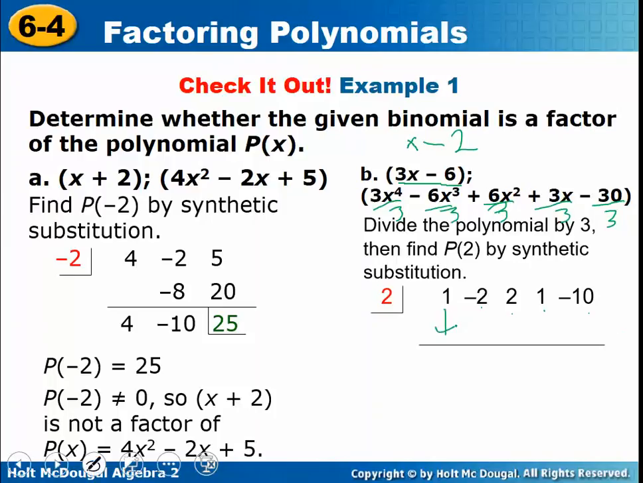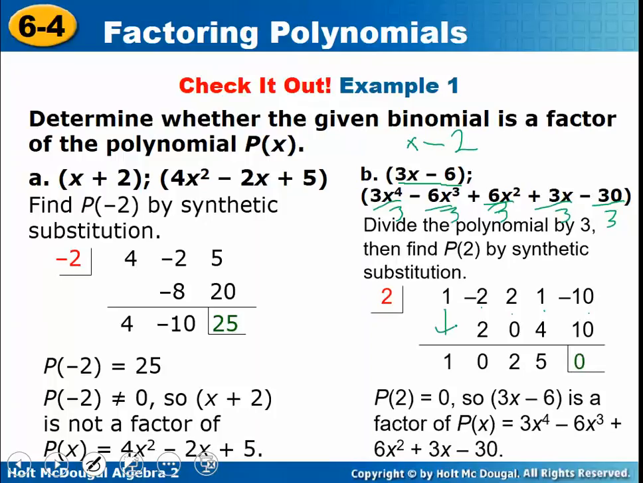So we drop down the 1, and then we do our synthetic division. 2 times 1 is 2. When we add that, we get 0. 0 times 2 is 0. When we add that, we get 2. 2 times 2 is 4. 1 plus 4 is 5. 5 times 2 is 10. And negative 10 plus 10 is 0. So this is a factor because we got a 0 as a remainder.